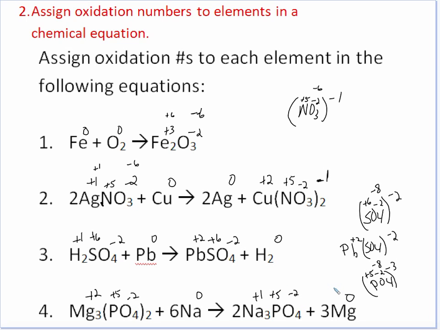Magnesium is 0. Okay, that's how to assign oxidation numbers in a balanced chemical equation and just to do it in a compound. That's it.